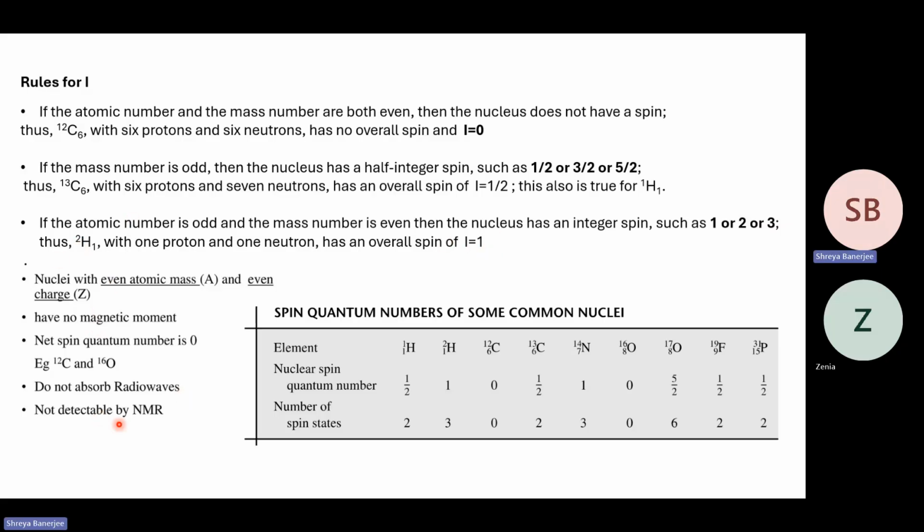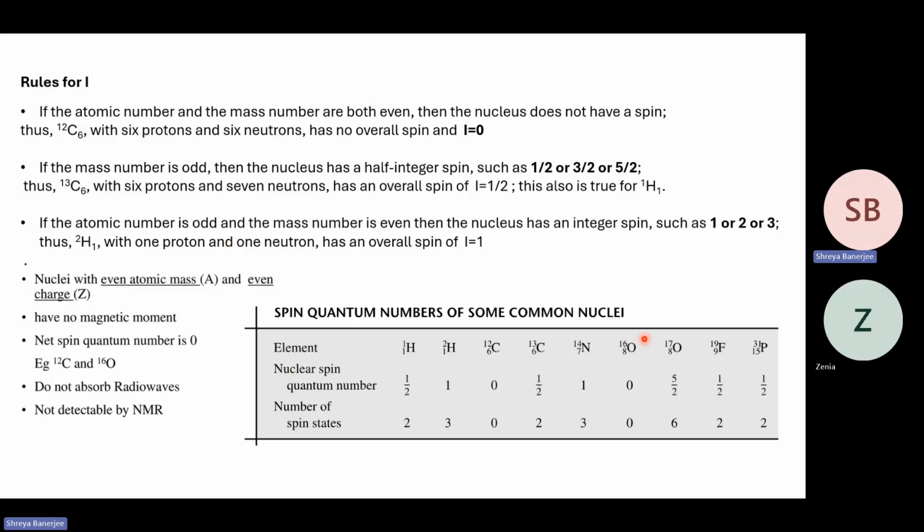So what is important to remember here is that nuclei with even atomic mass and even atomic number have I equal to 0. I equal to 0 means there is no spin, so there will be no magnetic moment. And if there is no magnetic moment, they will not absorb radio waves and they will not be detectable by NMR. So these are called NMR inactive nuclei. Whereas in the other two cases, the nuclei will be detectable by NMR and they are called NMR active nuclei.